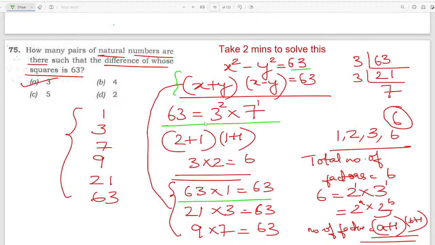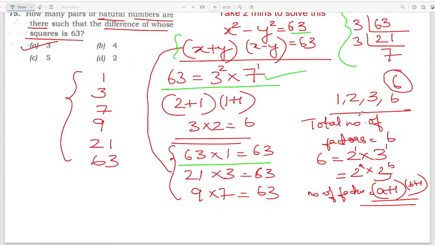And this 63, I've written in prime factorization form, that is 3 square into 7. And for this 3 square into 7, I've taken all the possible factors: 1, 3, 7, 9, 21, 63. These are the 6 factors, and to calculate the number of factors, I've used the formula a plus 1 into b plus 1. So 2 plus 1 into 1 plus 1 is 3 into 2 is equal to 6. There are a total of 6 factors: 1, 3, 7, 9, 21 and 63.